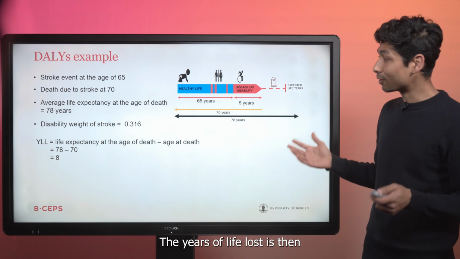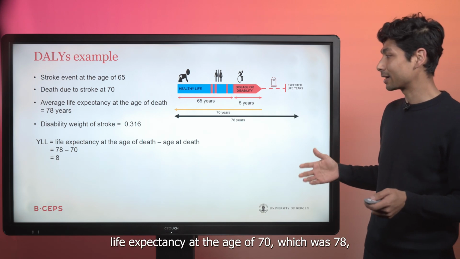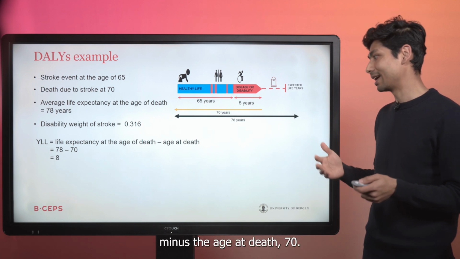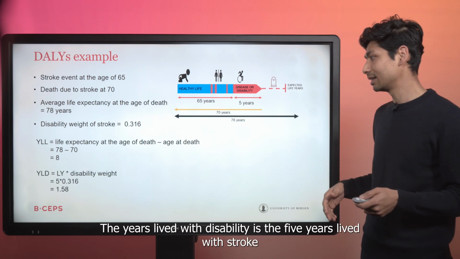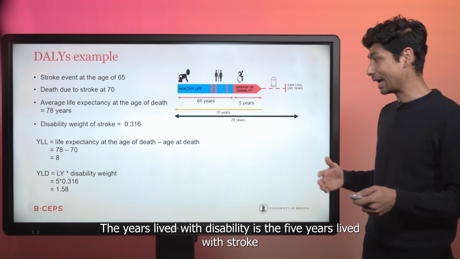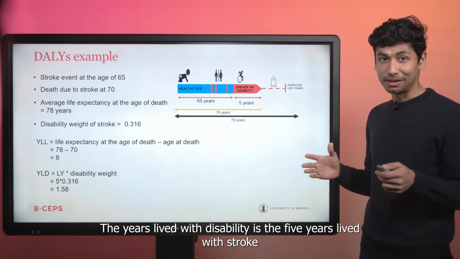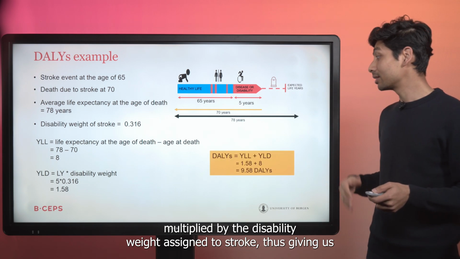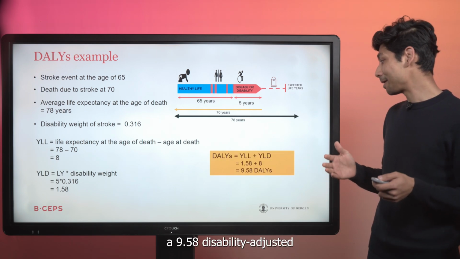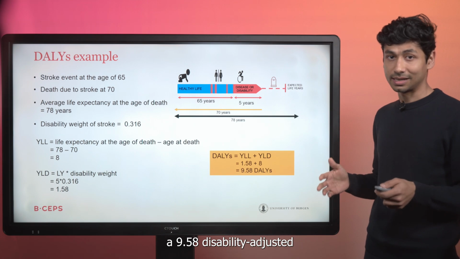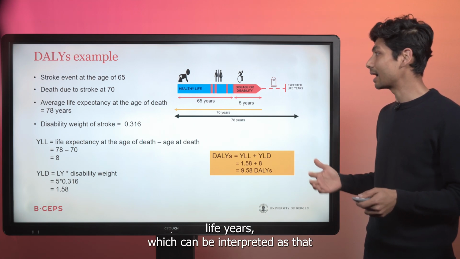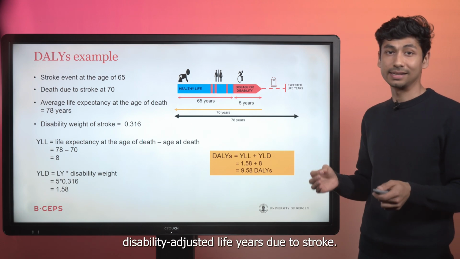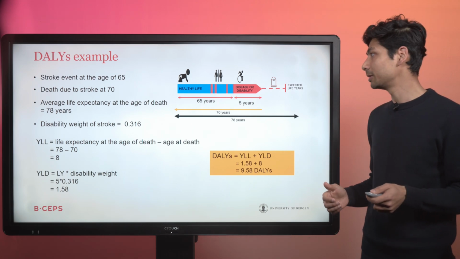The years of life lost is then life expectancy at the age of 70, which is 78, minus the age at death, 70. The years lived with disability is the 5 years lived with stroke multiplied by the disability weight assigned to stroke, thus giving us 9.58 disability adjusted life years, which can be interpreted as that the person lost about 9.58 disability adjusted life years due to stroke.